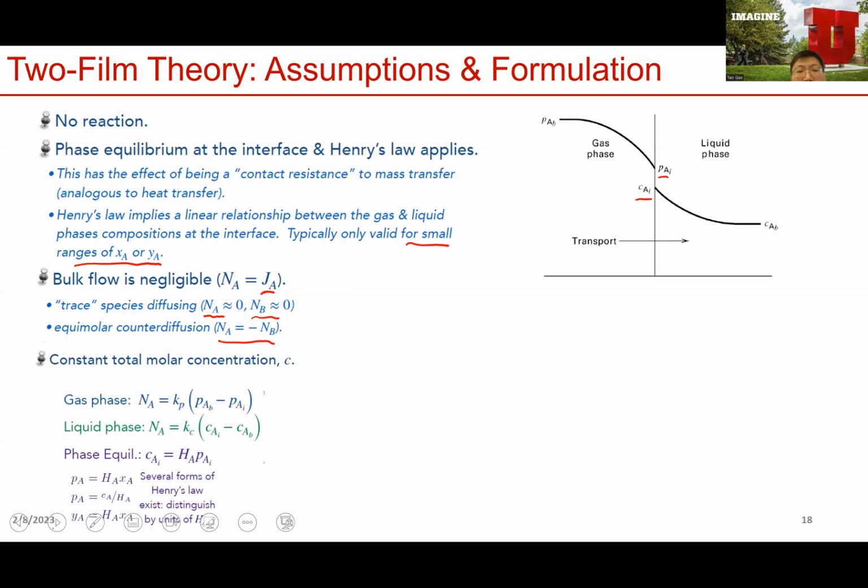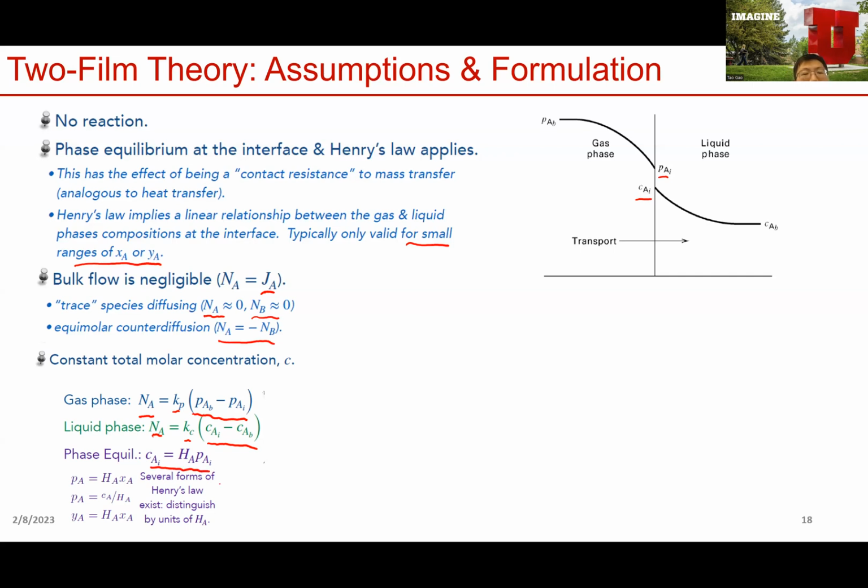Now, with those assumptions, we can write down an equation for the total flux in the gas phase. That can be computed by the gas phase mass transfer coefficient multiplied by the partial pressure difference between the bulk and the interface. Similarly, in the liquid phase, the total flux is proportional to the mass transfer coefficient multiplied by the difference of concentration in the bulk and at the interface. Then we have phase equilibrium described by Henry's law.